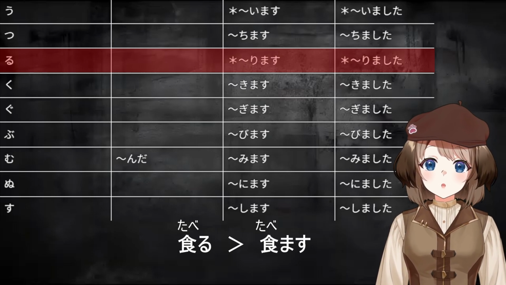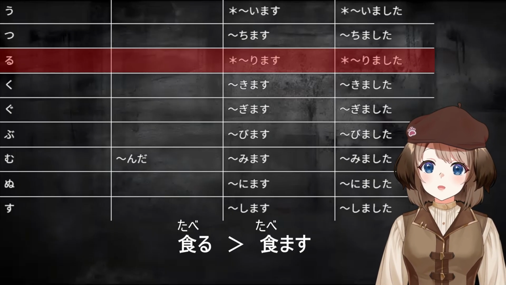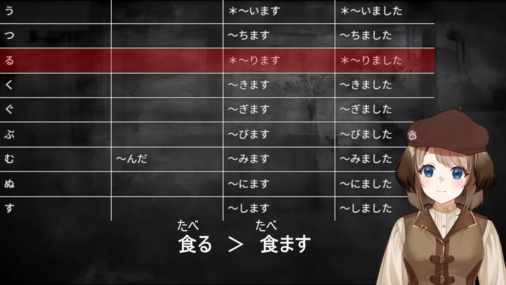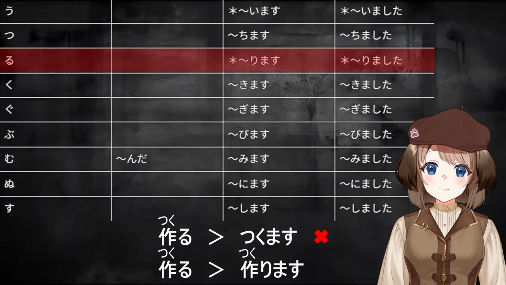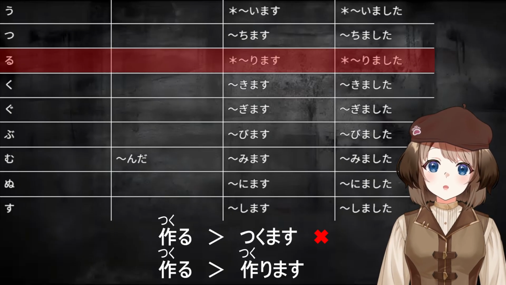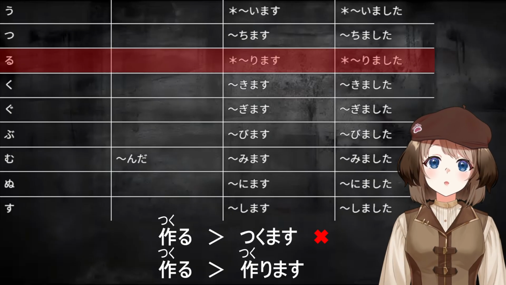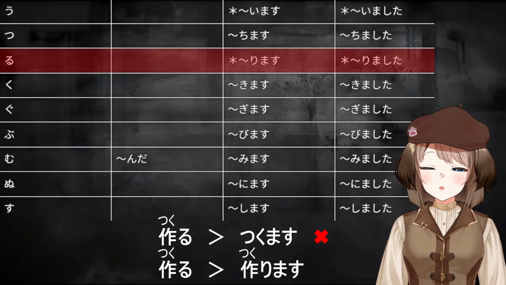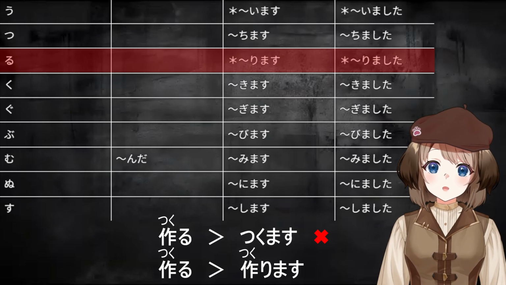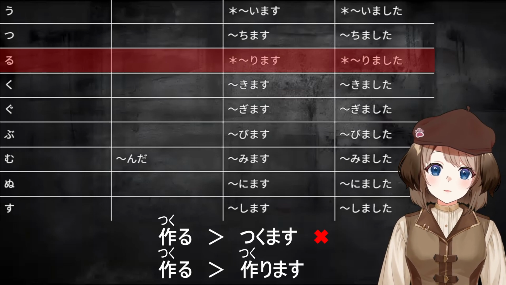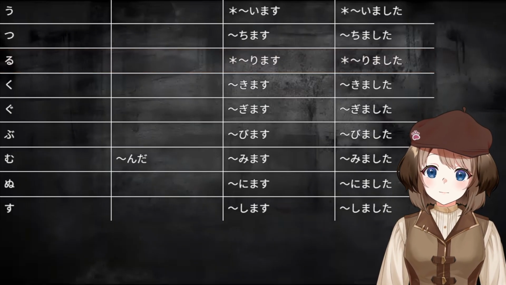But when we conjugate tsukuru, we cannot just drop the ru and add mas like we did with taberu. Tsukumasu is not the correct conjugation for tsukuru in the mas form. It should be tsukurimasu. Tsukurimasu, that is the correct conjugation, right? How do we tell which verbs end in ru and are Godan verbs, and which verbs end in ru and are ichidan verbs? As I said, let's cover that in a future lesson.